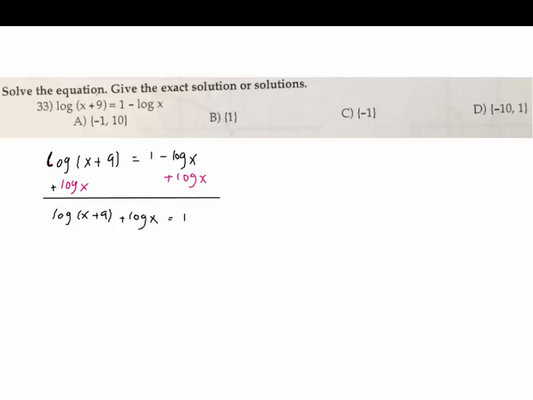adding here, is equal to 1. Can somebody tell me how to combine these two? Let's write one of the properties you need to know. If I have log of x times y, can somebody tell me how would you expand this? Log of x times y, what is that equal to? Anybody know? Nobody? So we need to review that. It will be log of x plus log of y.